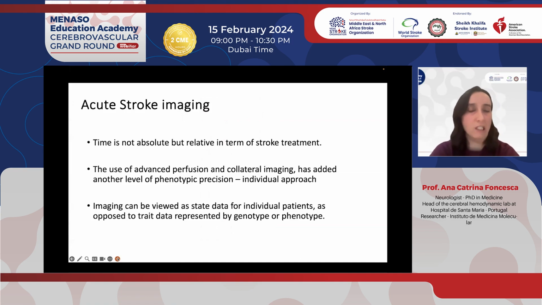Another field in which precision medicine is currently being applied is for the selection of patients to do reperfusion therapies. So acute stroke imaging currently is a very good example of a current application of precision medicine to stroke. So what do we know now?